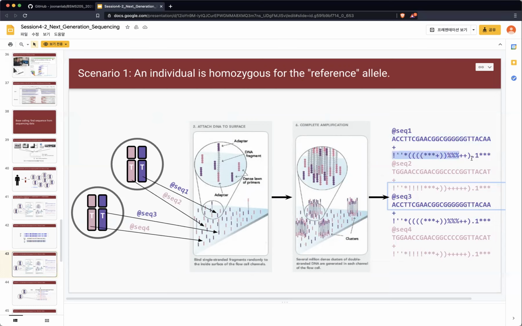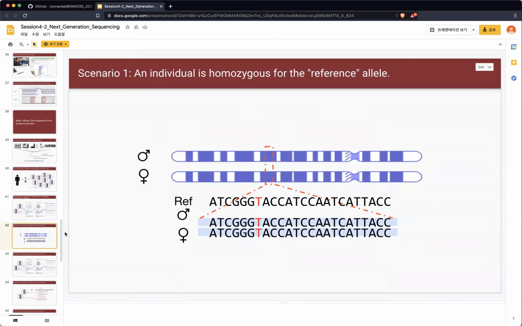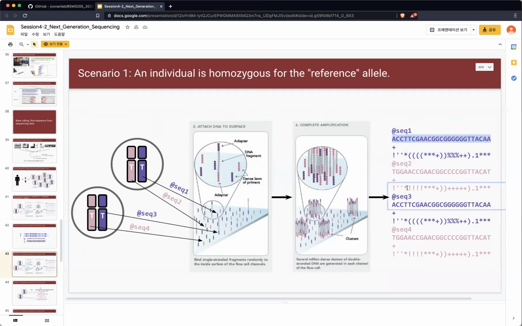And these alien characters, these are the qualities, right? You cannot read this quality information. If you're a machine, then you can read it, but we are humans, so we cannot read it. So this is human readable, right? So ACC, TCG, AAC, which are the sequence of this, right? And these are the same as on here, right? And this sequence is different. No, this is the complement of this sequence, right? So this has to be in an opposite position.